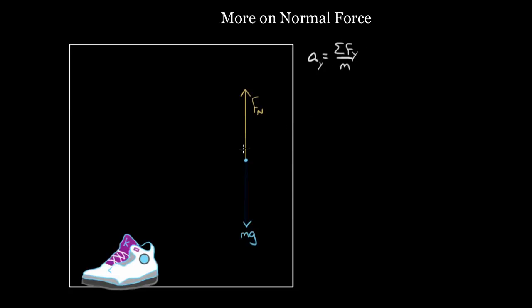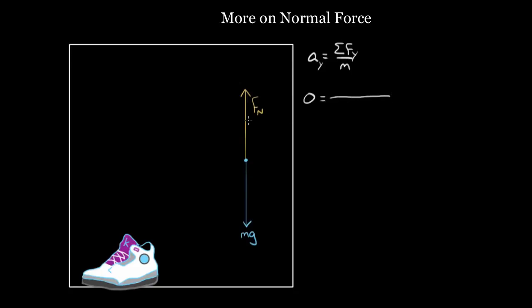And so what is the acceleration for this shoe vertically? If it's just sitting here in a room, sitting on the ground, at rest and not changing its motion, not changing its velocity, the acceleration is just going to be 0. So the vertical acceleration should be 0.